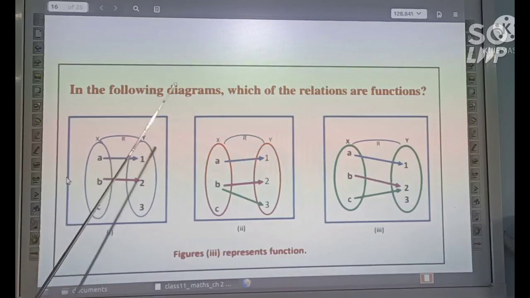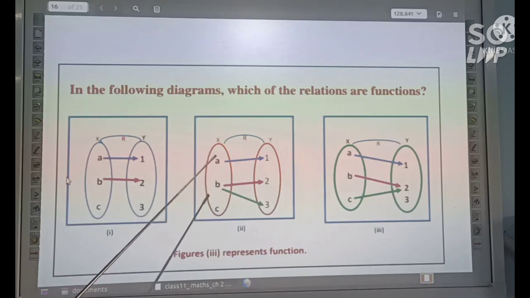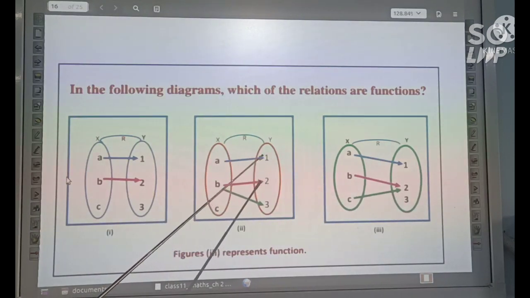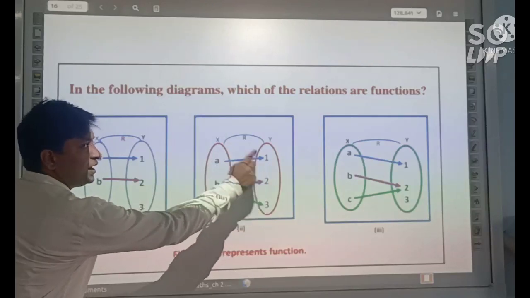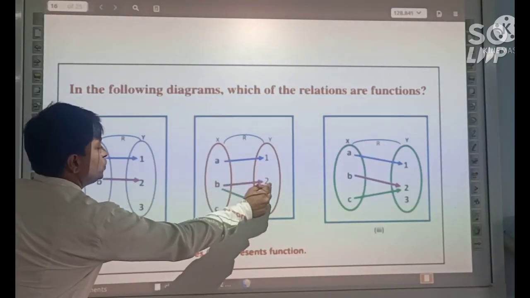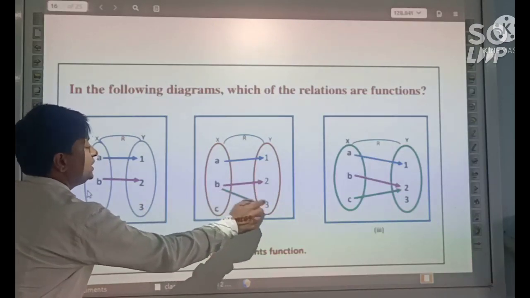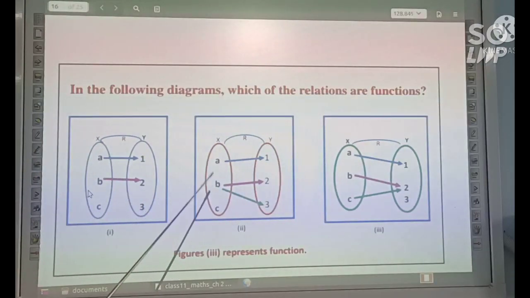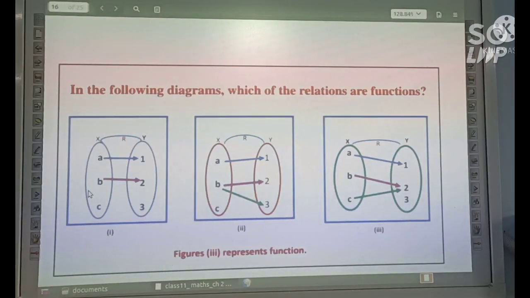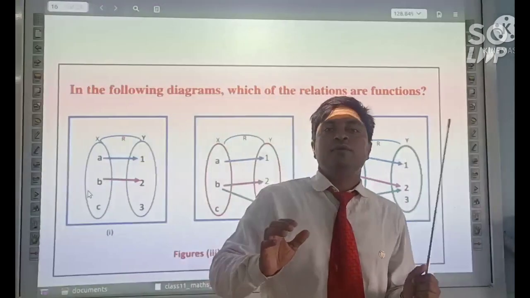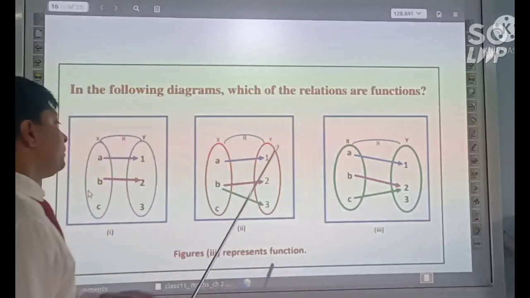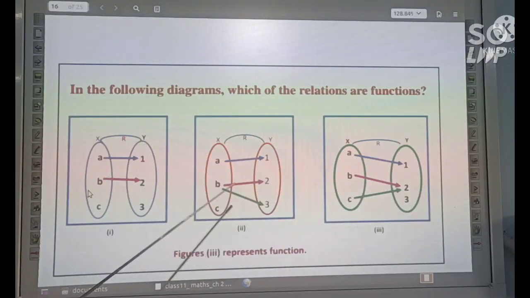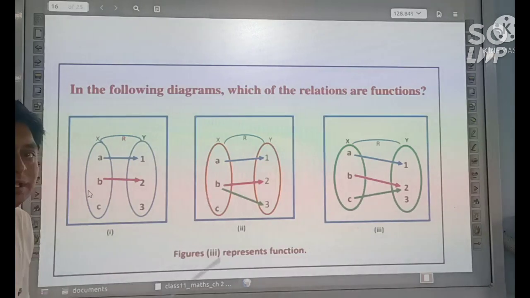Now, next, this is A, this is B, this is C. This is 1, this is 2, this is 3. This is the domain, this is the codomain. We know that A is related to 1, B is related to 2 and B is related to 3, and C is left in the domain part. Then we say that if the function does not pair all elements, then this is not a function. So the ordered pairs are (A, 1), (B, 2), (B, 3), but C is left.